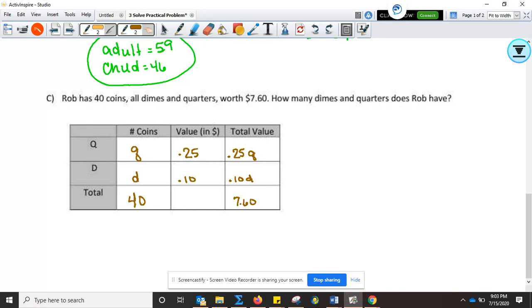So go ahead and write your two equations. We've got them set up all nicely. Q plus D equals 40.